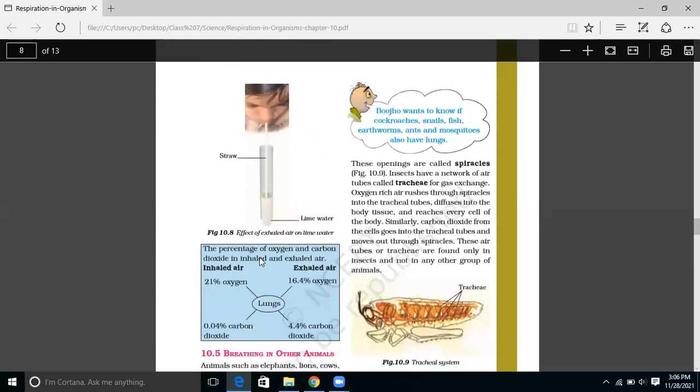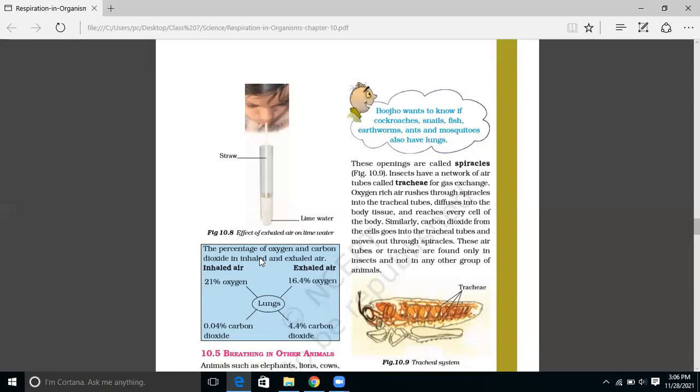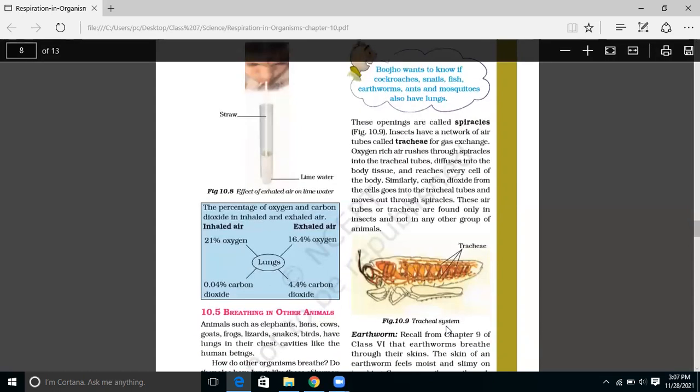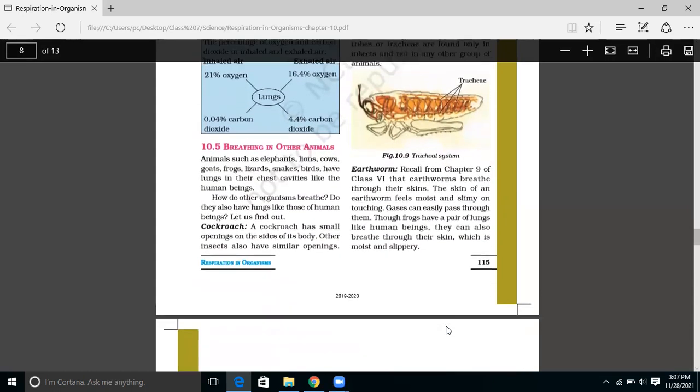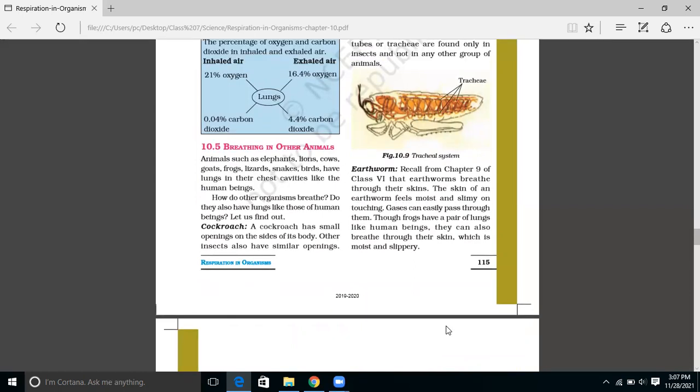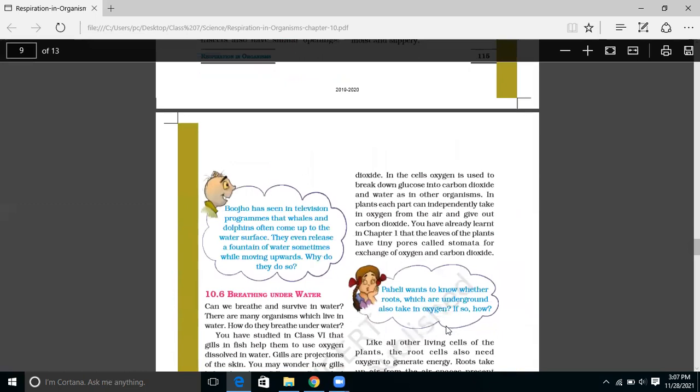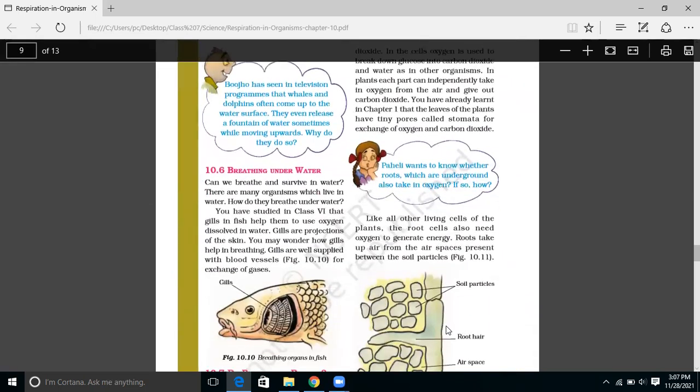Then we not only confined our discussion to the breathing in humans, we went to breathing in other organisms, like in case of cockroach. There we saw that they have a special mechanism which is called the tracheal system, which they used for breathing. Then in case of earthworm, the gases easily pass through them with the help of their moist and slimy skin. Then we saw the breathing underwater, which takes place through the gills.